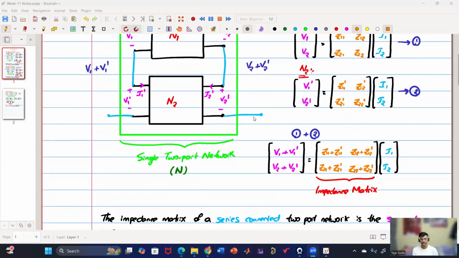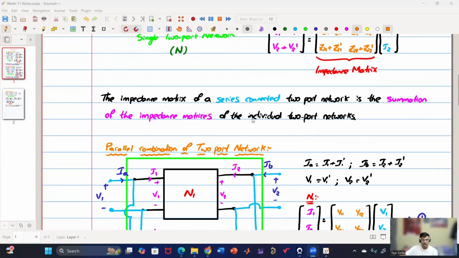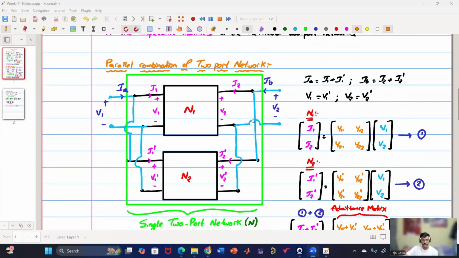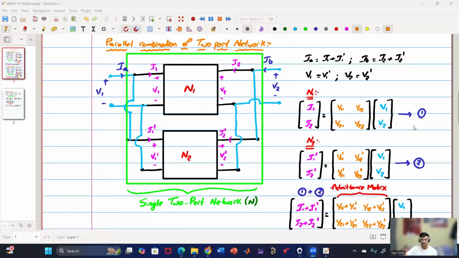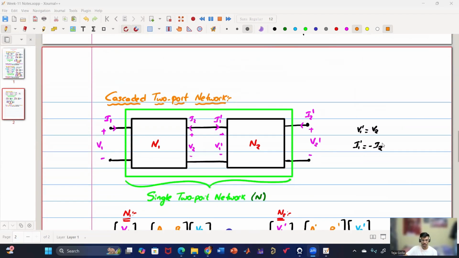Once we add equation 1 and equation 2, we get that the impedance matrix of the series connected two-port network is nothing but the summation of the impedance matrices of the individual two-port networks. Now, if we go to the parallel combination of two-port networks, here the voltages remain the same and currents get added. So we have to consider the opposite of that, which is the admittance matrix. So if we get the admittance matrix of network 1 as well as network 2 as shown in equation 1 and equation 2, we can simply add equation 1 and 2 to get the admittance matrix of a parallel connected two-port network as the summation of the admittance matrices of the individual two-port networks.